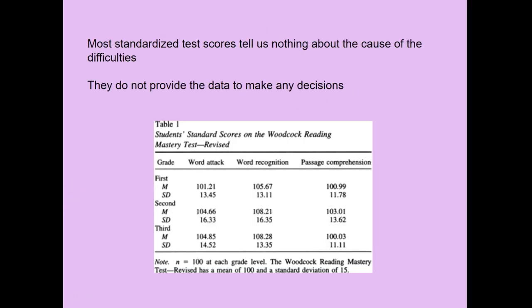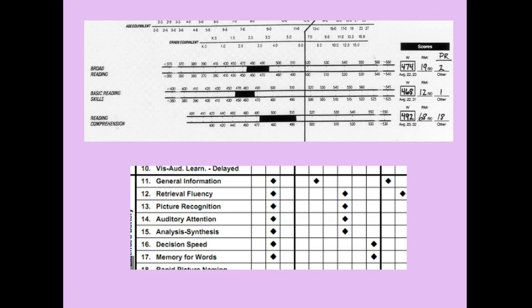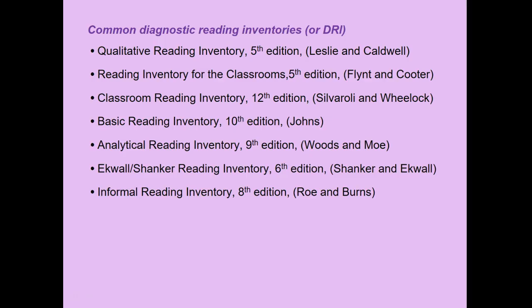Now, standardized test scores usually do not give us this information. They do not tell us the cause of the reading difficulties. They do not provide the data to make decisions about instruction. This tells me nothing. Complicated tests based on simplistic notions of reading, simply sounding out words. Again, this tells me nothing about the type of instruction. So what? What specifically should I do? And fancy graphs and charts, if they don't tell us the specific cause and what to do, they are not of use.